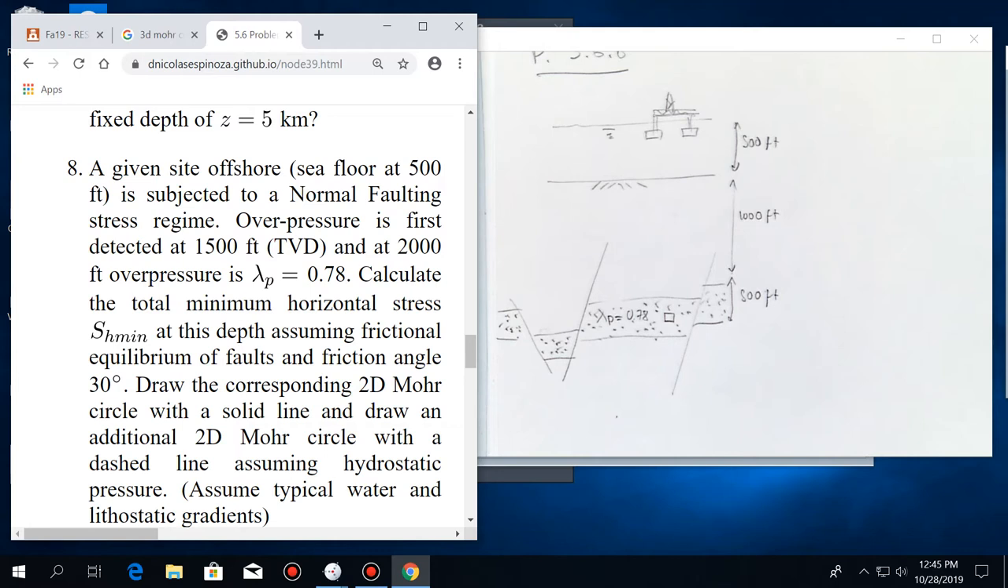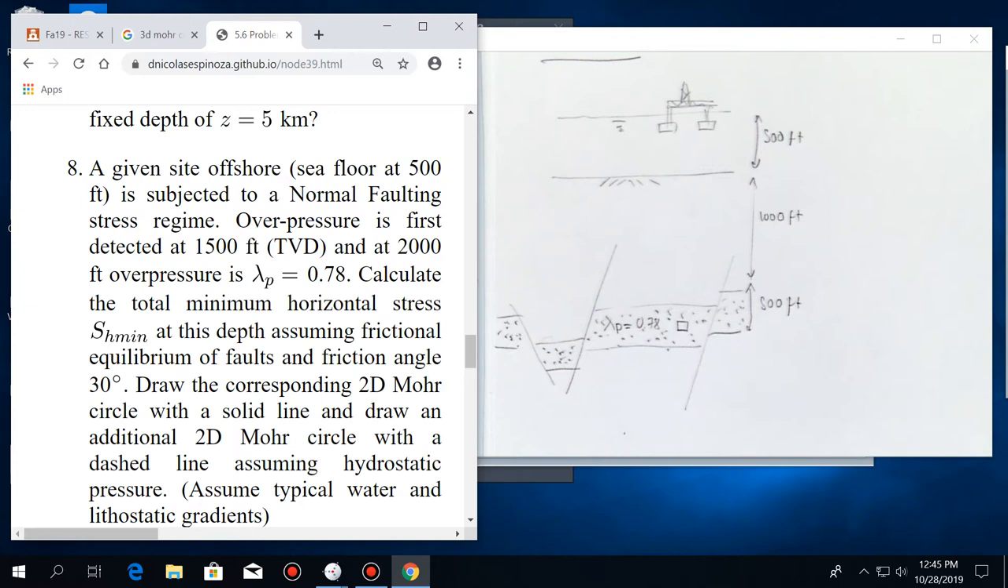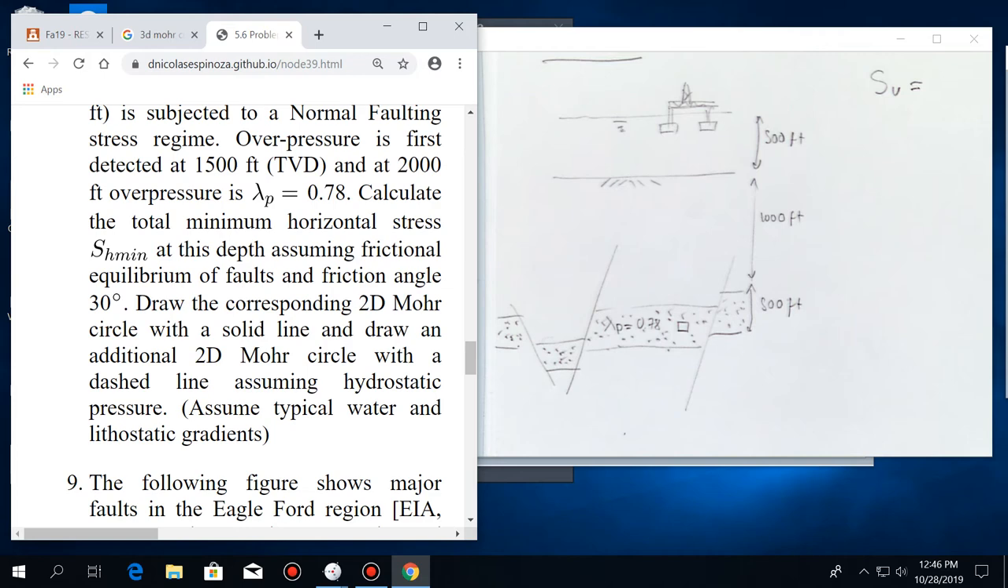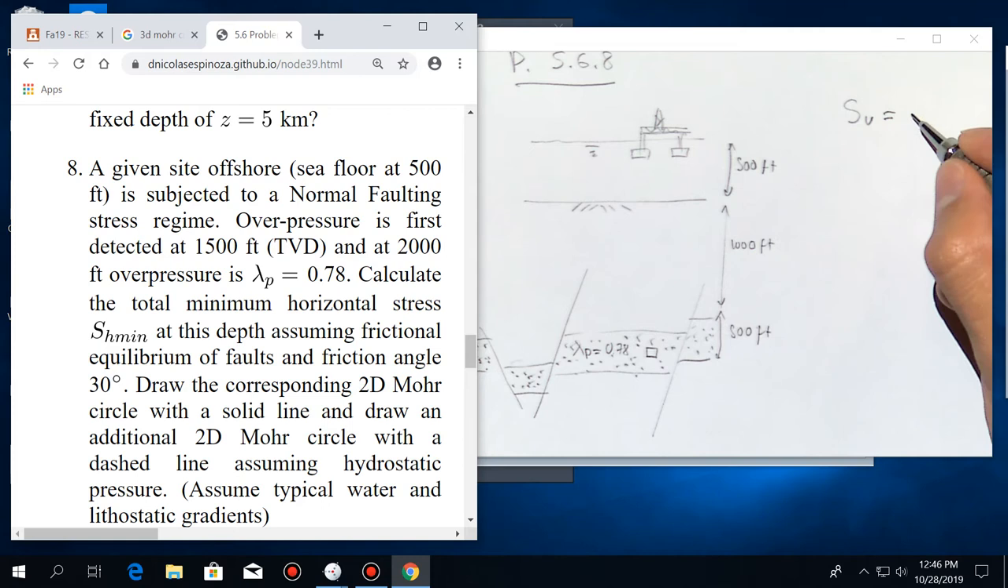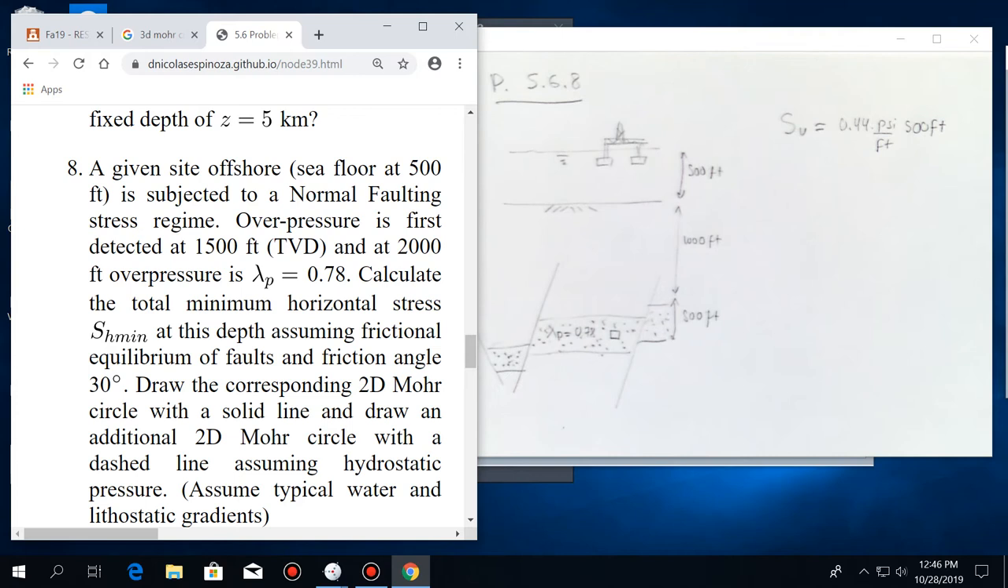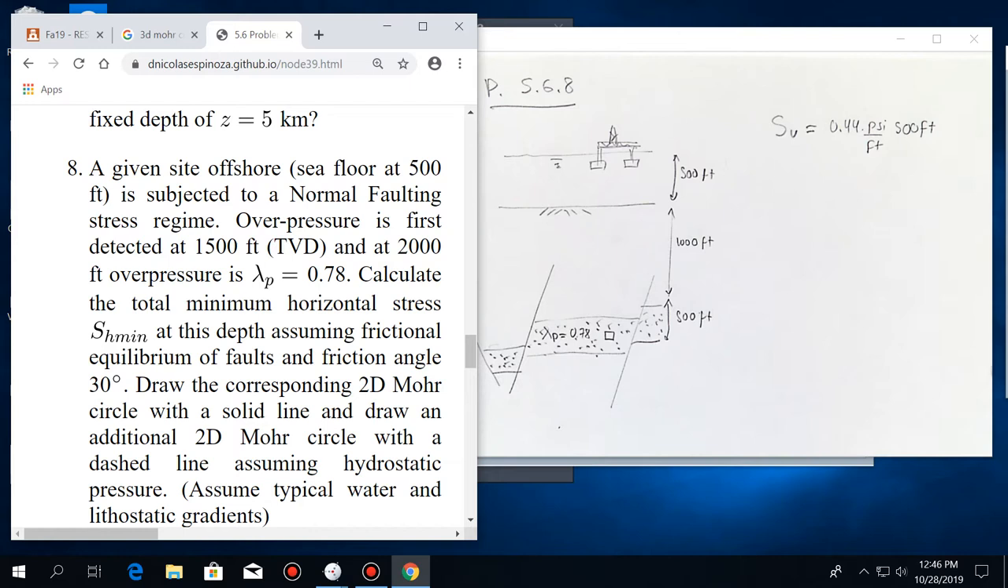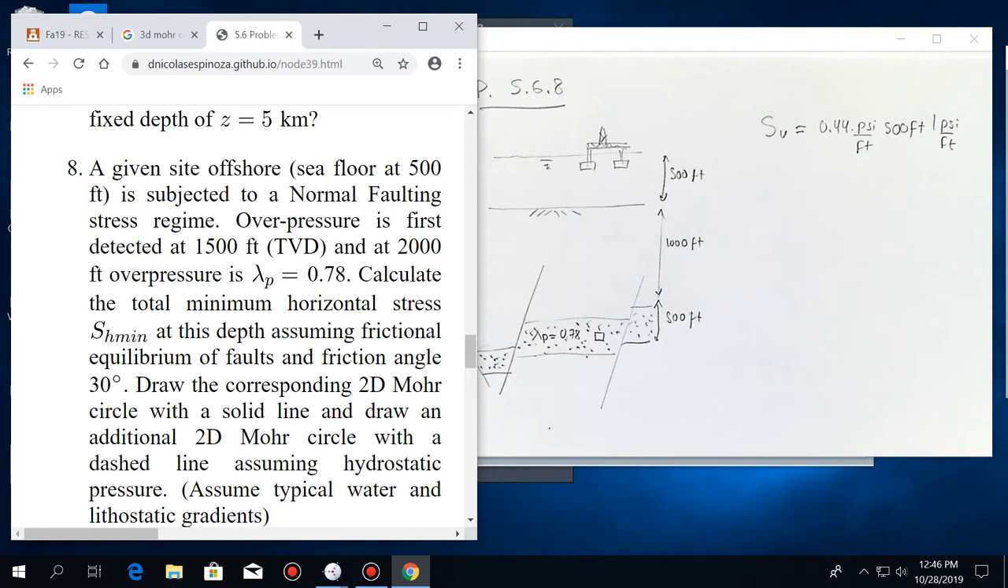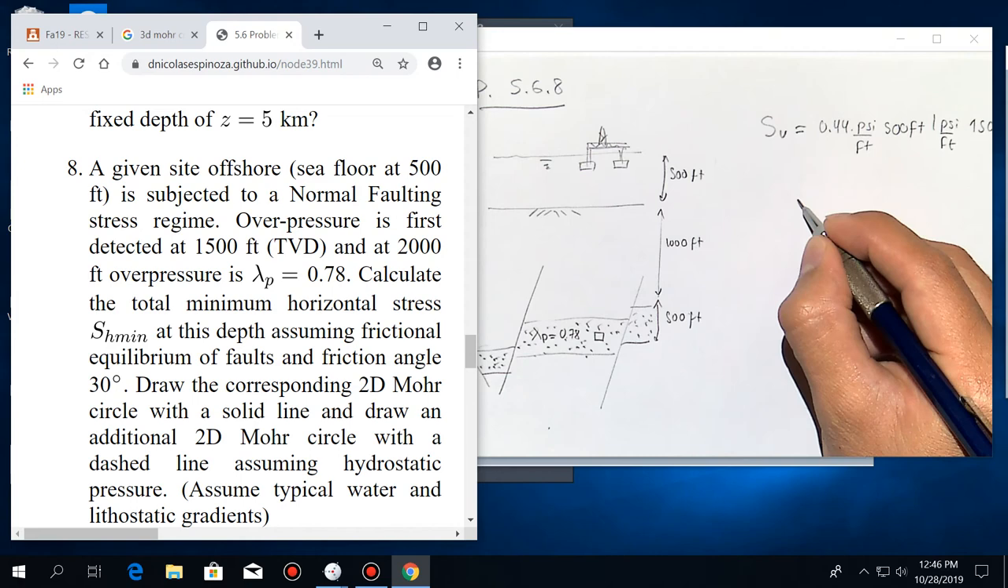All right, so the first thing that we have to do here is to compute the vertical stress. What is the vertical stress? There are no gradients in here, so assume typical gradients. So we'll say we have 500 feet of water. To that, I add the part of the rock. And how many feet should I use now in my equation? 1,500, because that's below the seafloor. And that's going to give me something, and you're going to calculate it.